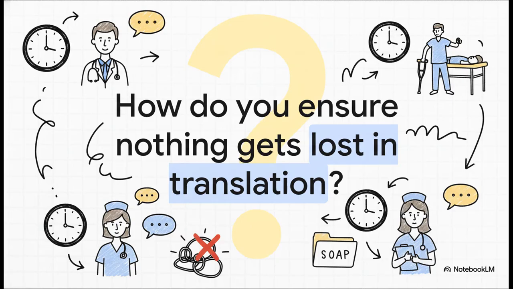I want you to picture it for a second. A crazy busy hospital floor. You've got a patient who sees a doctor in the morning, a physical therapist in the afternoon, and a nurse on the overnight shift. How on earth does each person know exactly what the other one saw, what they concluded, and what they plan to do? How do you stop that whole situation from turning into a dangerous game of telephone?